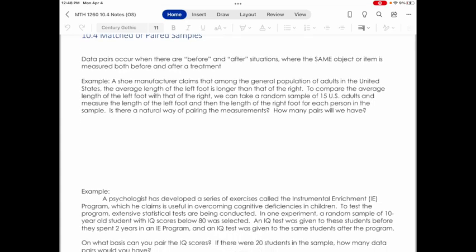So in the first example, it says, a shoe manufacturer claims that among the general population of adults in the United States, the average length of the left foot is longer than that of the right. To compare the average length of the left foot with that of the right, we take a random sample of 15 U.S. adults and measure the length of the left foot and then the length of the right foot for each person in the sample. Is there a natural way of pairing these measurements? And how many pairs will we have? So in this case, we're going to pair each left foot measurement with each right foot measurement.